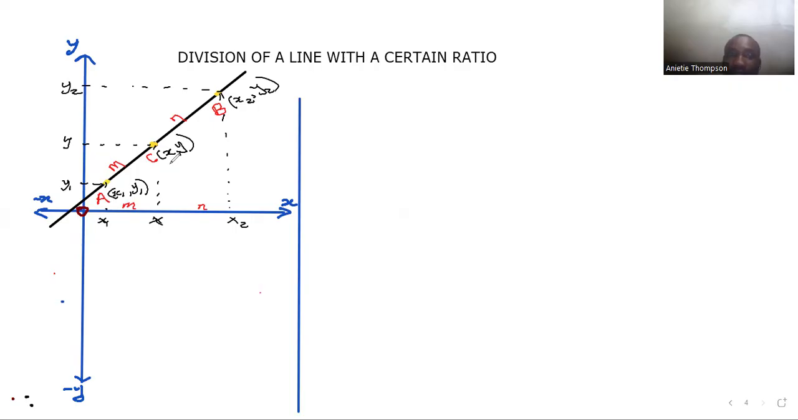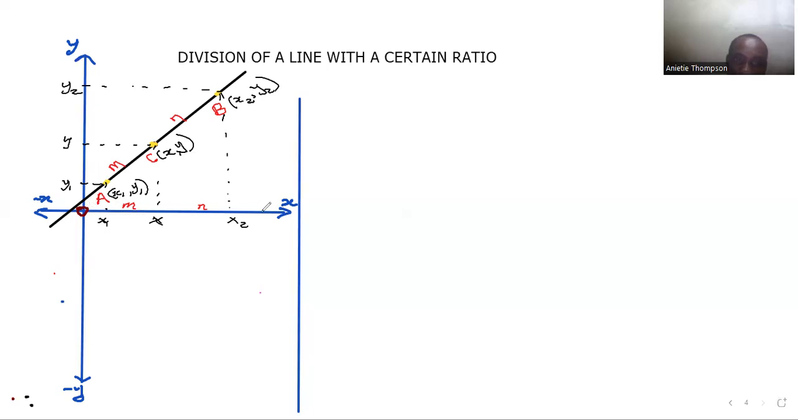But since C is the point that divides the line AB, that's why I'm placing C in between A and B. So I partition them in the way that we have m and n. That is the ratio. m and n are the values of the ratio in which C is used in dividing the two points AB.